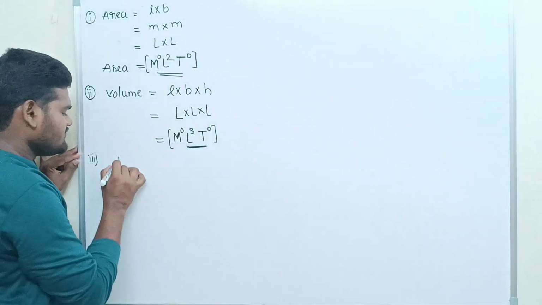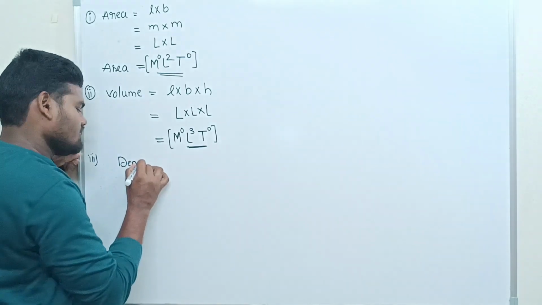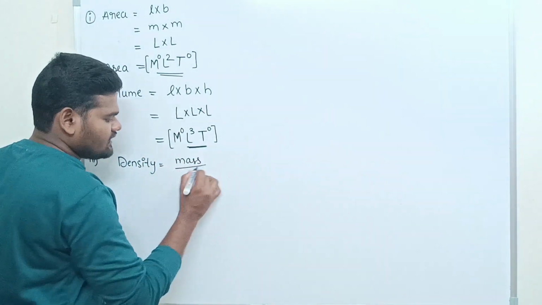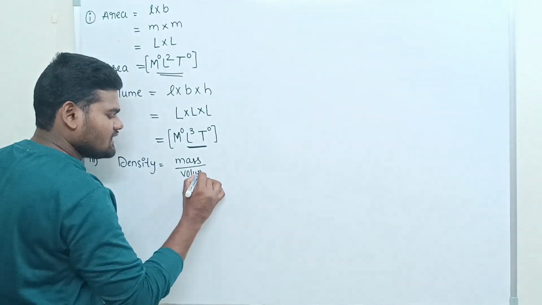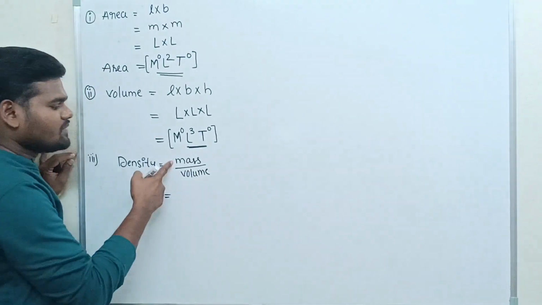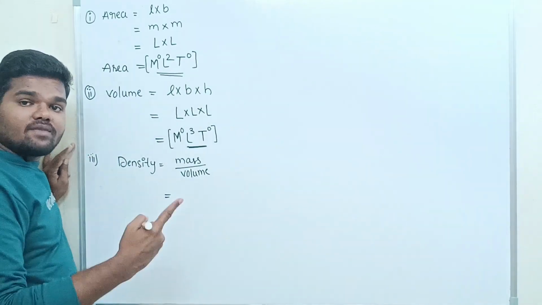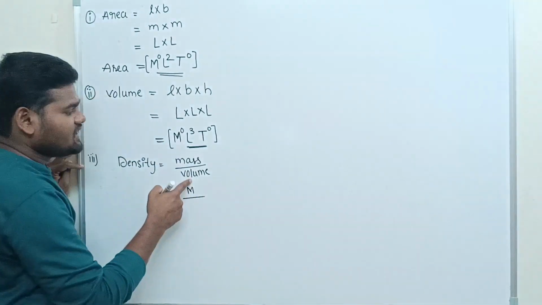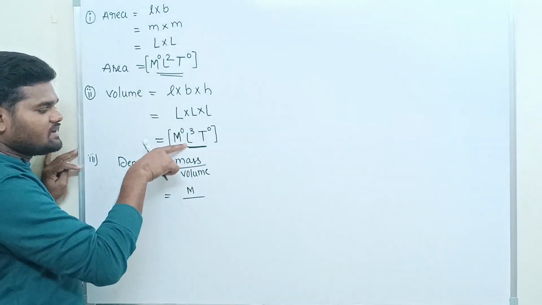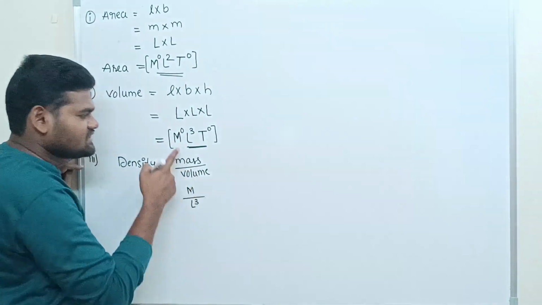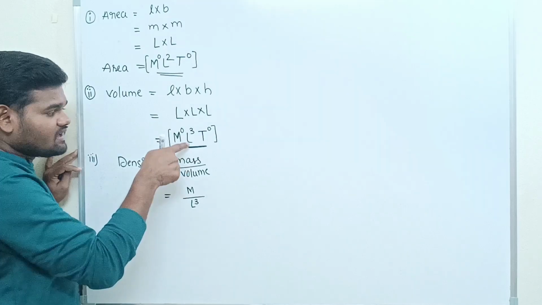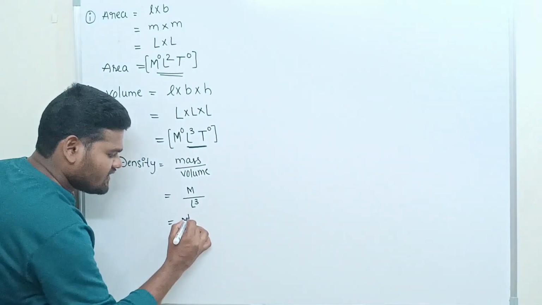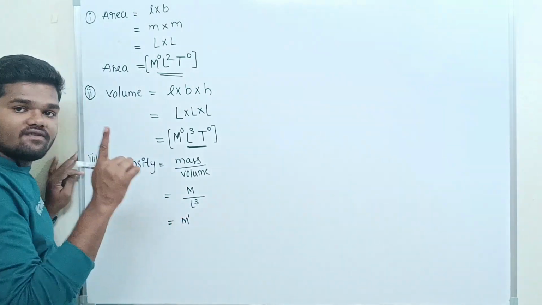The third one is density. What is density? Density is mass by volume. Mass per unit volume is called density. What is the dimensional symbol for mass? Capital M, divided by volume. What is the dimensional formula for volume? L cube. M power 0 means 1, T power 0 means 1, remaining L cube. So M power 1.